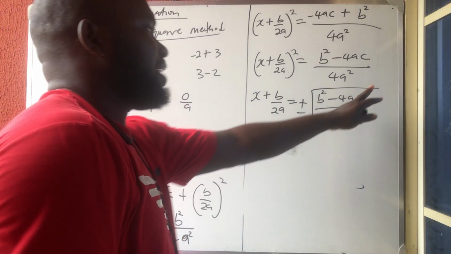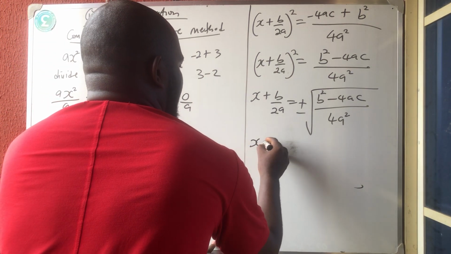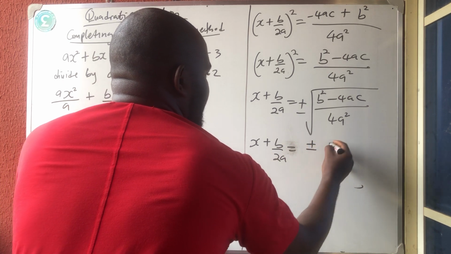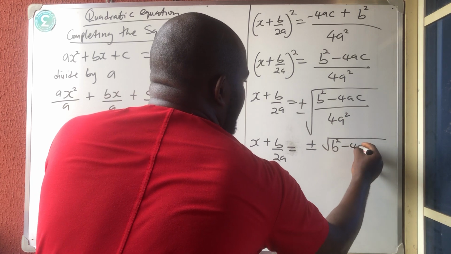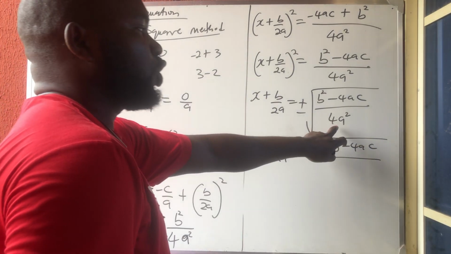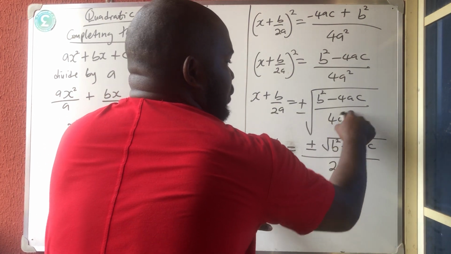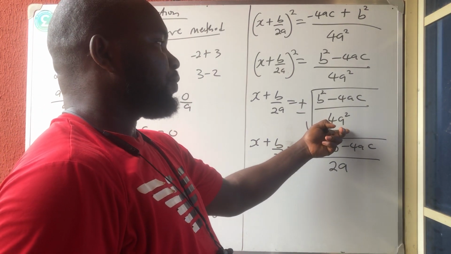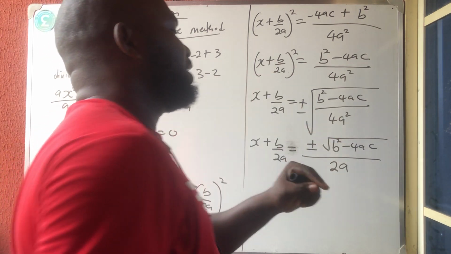If you notice, my square root covered everybody. So I'm having x plus b over 2a is equal to plus or minus the square root, which is now short, of b squared minus 4ac, all over... Why is my square root short? It's short because I know the square root of 4. The square root of 4 is 2. And I know the square root of a squared. The square root of a squared is still a. So since I know the square root of the denominator, but I don't know the square root of the numerator, that's why I made it short.